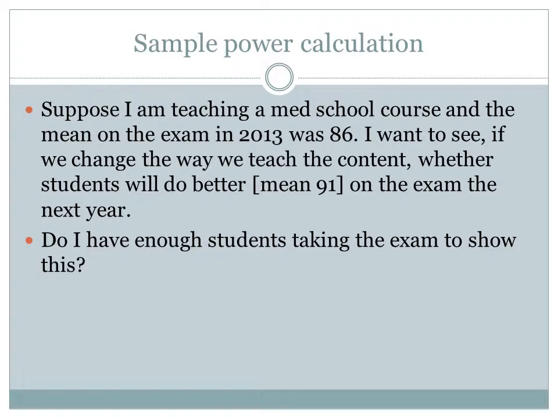Just suppose I'm teaching a med school course and the mean on the exam in 2013 was 86. I want to see if we shake things up and change the way we teach the content in this course, whether students will do better on the exam the following year. And by better, I think a 5-point difference in the mean would be what I would consider clinically significant. That's what I would want to see. So my question is, do I have enough students taking the exam to show whether there's a statistically significant difference in the mean?